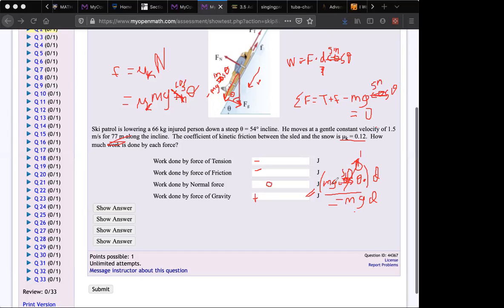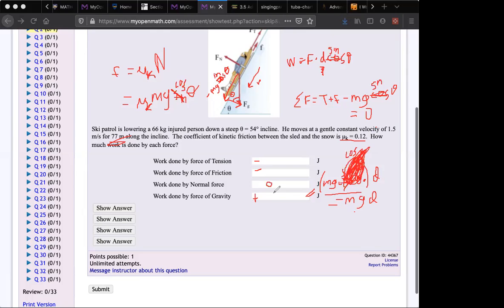No, this one is actually still the same one. Which one? Sorry, this one is still cosine because that's the normal force. Sorry, go ahead. Yeah, I'm kind of confused about that part of it, this part here.